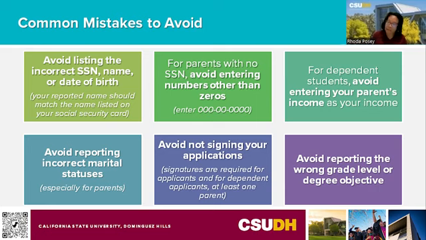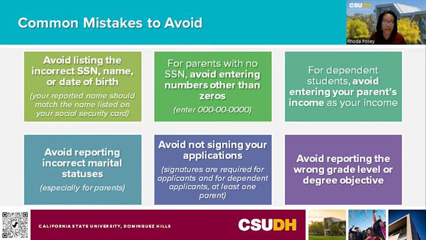Let's see. For dependent students, avoid entering your parents' income as your own. We've seen that. That will raise your family contribution amount. It could weed you out of receiving some forms of need-based aid. So just make sure you're reporting your income as your income, your parents' income as their income.